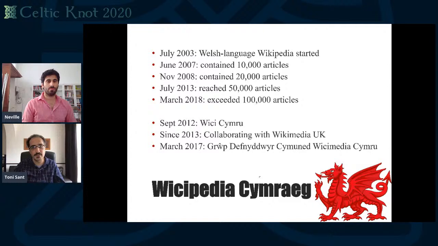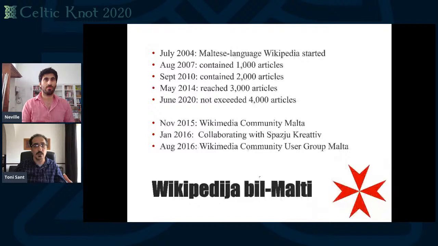And again, we like to look at what has been going on in Wales for comparison. If we look at what's happened over the past 17 years or so since the Welsh language Wikipedia started, the number of articles has grown over the years, and at the same time organizationally, first with a user group and then with working more closely with Wikimedia UK. And if we compare this to what's gone on in Malta, you can see again how clear the disparity is over the years, in that 16 years later we still haven't exceeded 4,000 articles, even though there are other similarities perhaps going on with the Maltese language Wikipedia. So again, how do we move further into understanding what's going on?